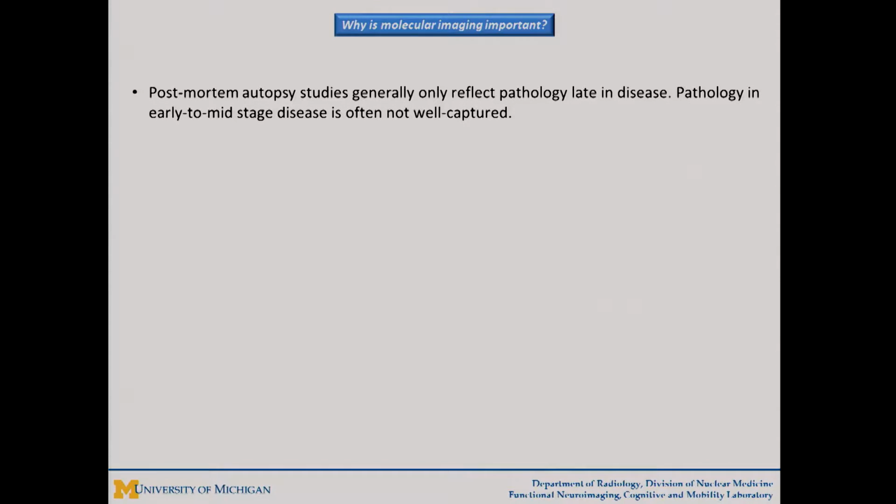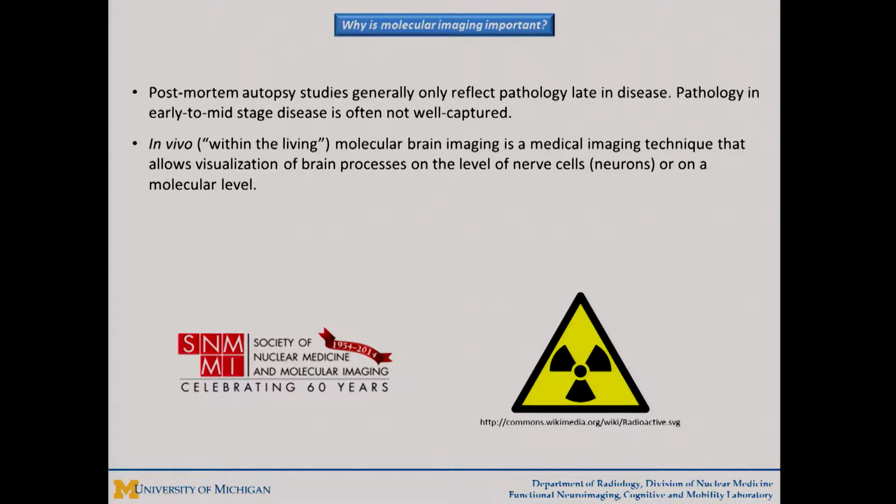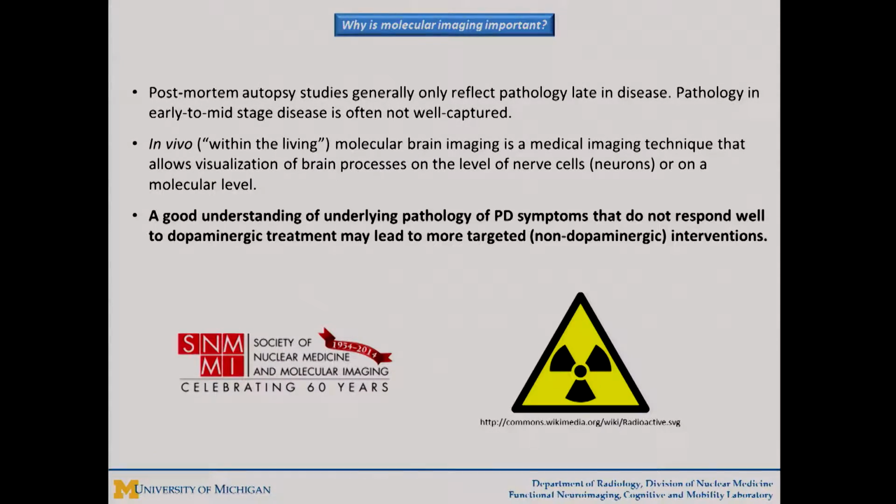The other disadvantage of post-mortem research, and the great advantage of imaging techniques, is that with post-mortem, typically patients die at the end of the disease. So you're only looking at what happens in the brain at the very, very late stages of the disease. You don't know what happened at the early stages or the mid stages of the disease and how that affects your symptoms. So with these imaging techniques, what are called in vivo, within the living, imaging techniques, we are actually able to look at earlier stages of the disease.